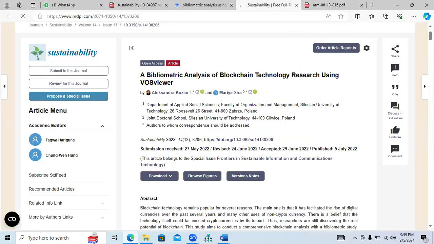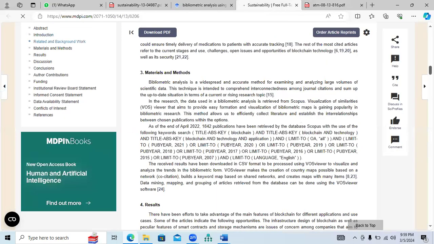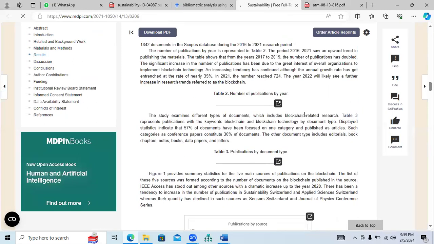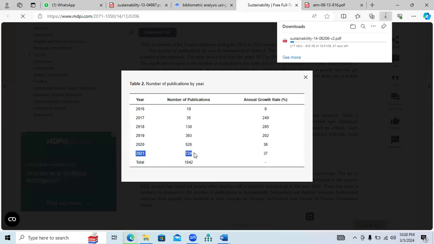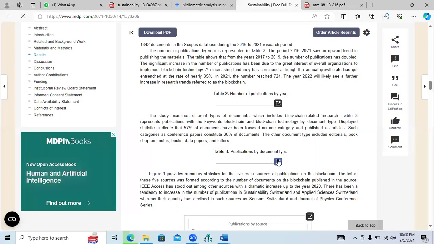So there are different papers. I will show you here from the online version of this paper. Maybe they have developed it. Yes, this is publication by year growth. If you can see here, the number of publications is increasing. In 2021, the number of publications is very high. In 2016, the number of publications was low. So they are increasing year by year.